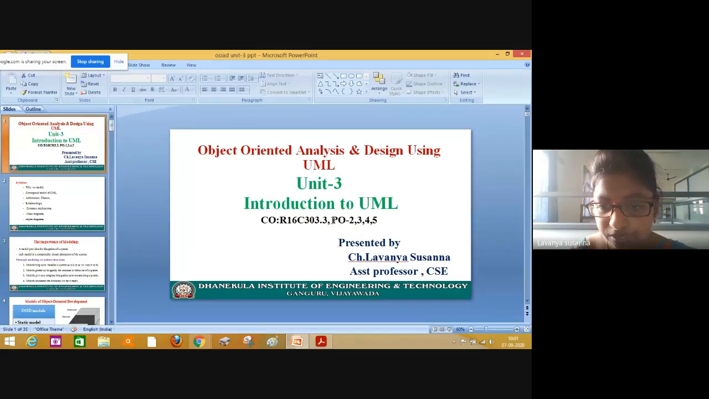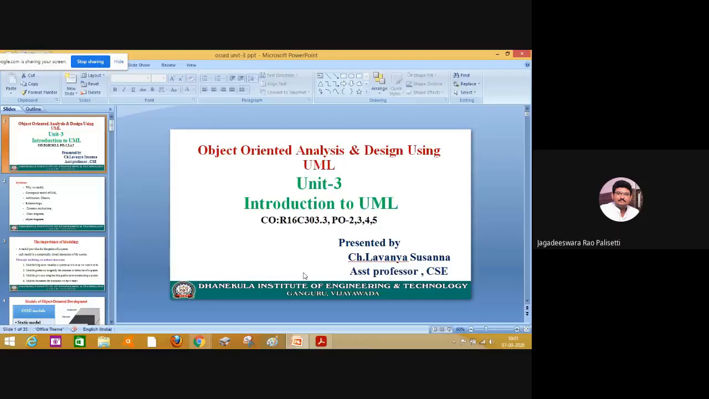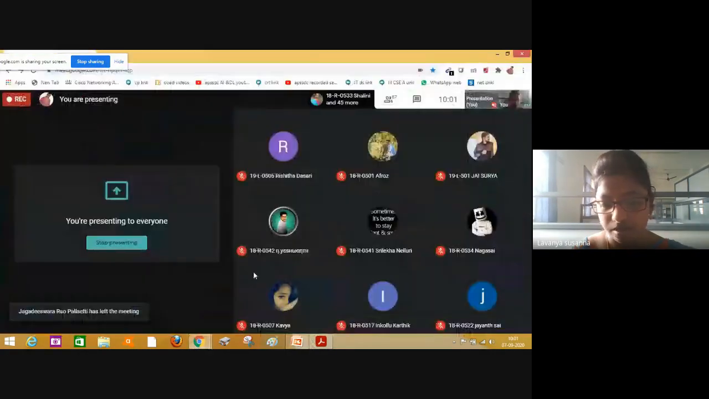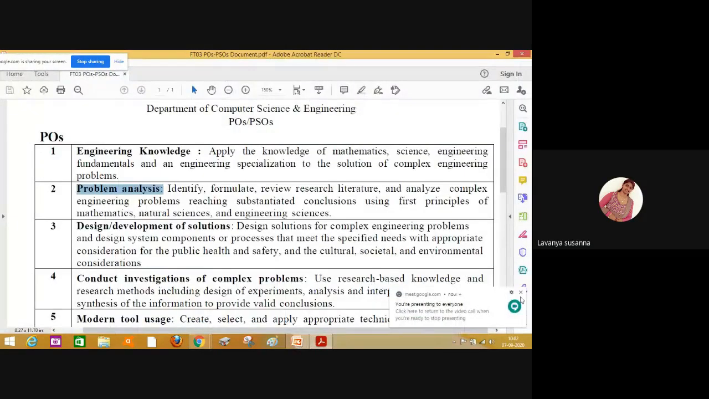Here, these are the POs I have mapped. CO3 is mapped to 2, 3, 4, 5. Let us see it. CO3 is mapped to PO2. PO2 is problem analysis. Here this analysis phase helps you to analyze the real world problems.